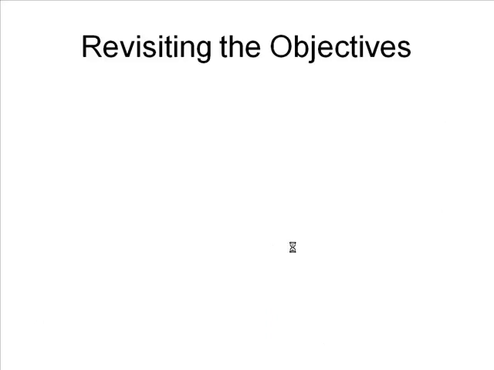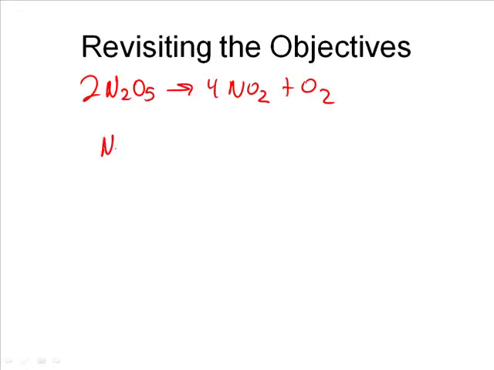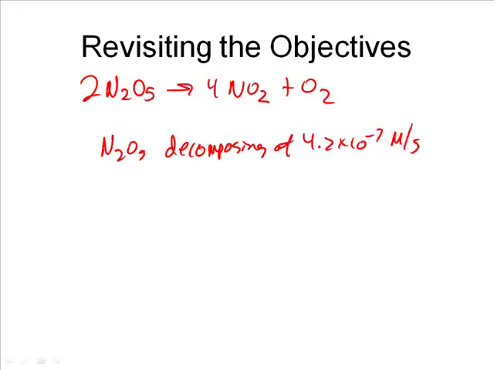So let's say, let me get rid of this business here. Let's say we have a reaction that is 2 N2O5s becoming 4 NO2s plus O2. And they say the rate of decomposition of N2O5, so N2O5, it's decomposing at 4.2 times 10 to the negative 7th molar per second. What is the rate of appearance of NO2? So it appears at what rate? And then also, what about O2? What rate is it appearing at?